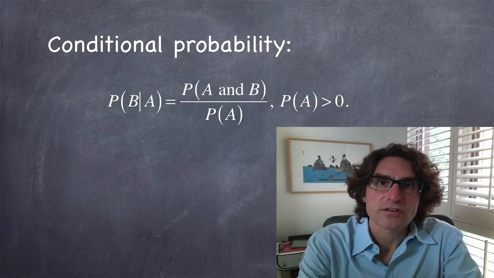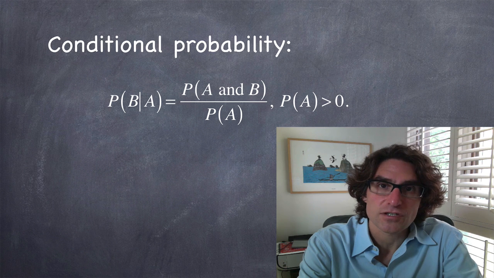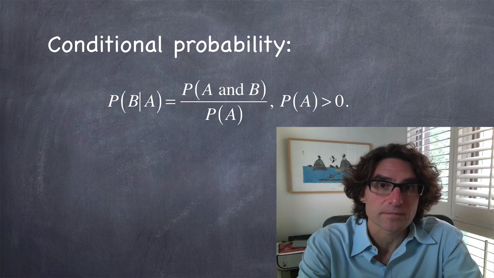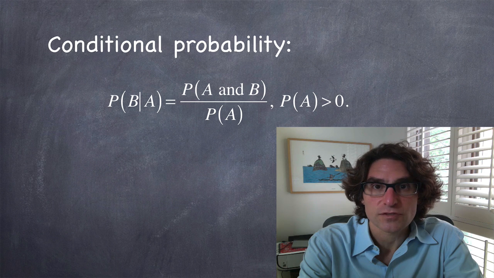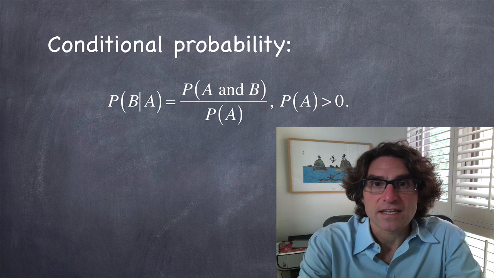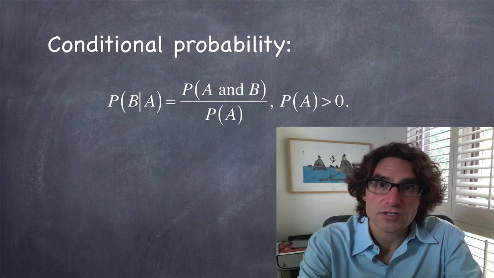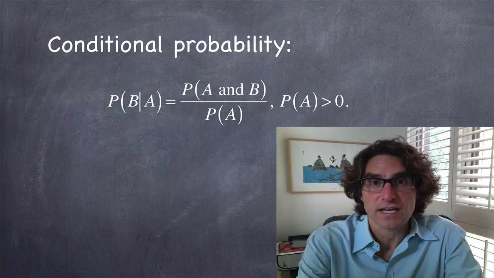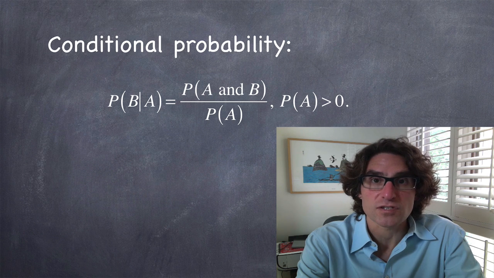This leads us to the general definition of conditional probability. The general definition is encapsulated in this formula. The probability of B given A is equal to the probability of A and B divided by the probability of A. In this case, the event A gives us partial information about the event that we're interested in calculating the probability of, which is the event B.